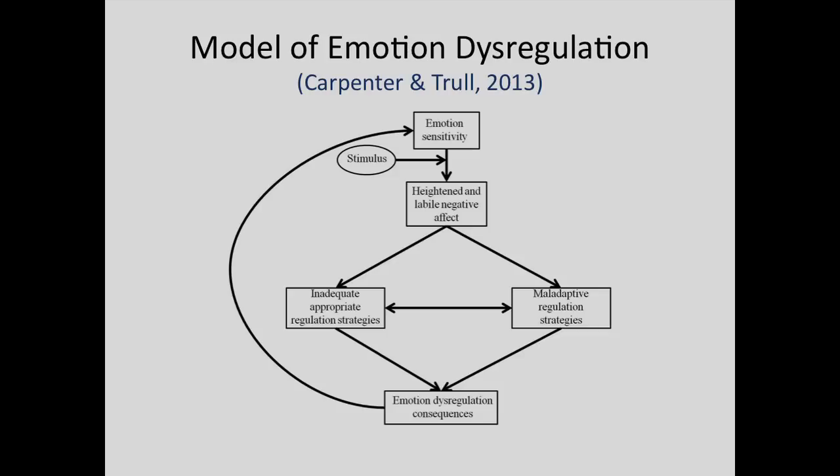Some kind of stimulus, now this could be an interpersonal interaction or some event, and as a function of this vulnerability, there's some event or experience, and this leads to heightened and labile negative affect. So here's where I'm talking about affective instability. This is where it happens. Then, according to this model, you face two different paths, and you can take either path or both paths, but the idea is that for people with this disorder, they tend to have inadequate, appropriate regulation strategies. So for most of us, if we get really upset, we have some degree of distress tolerance. So we can cope with it.